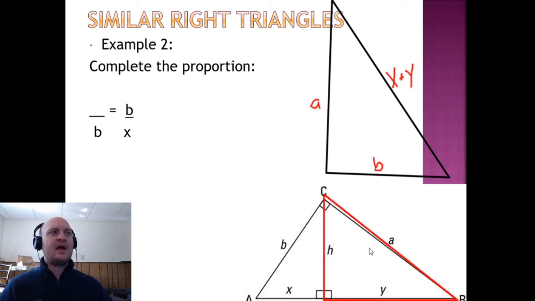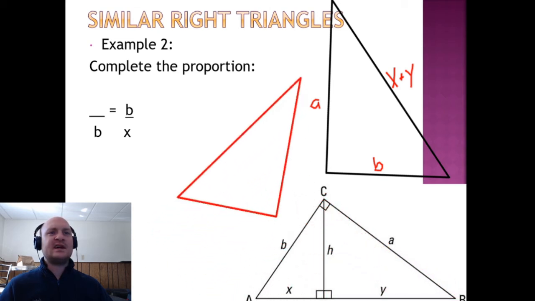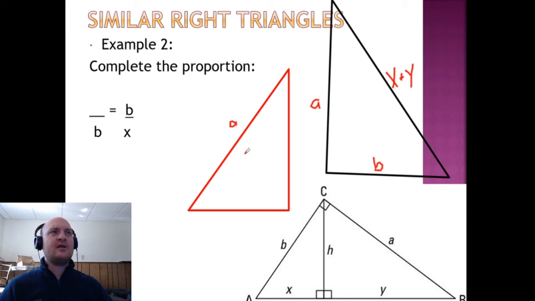Here I have A, H, and Y. So we're going to take that one aside and label its sides A, H, and Y. Now for our third triangle, I'm just going to look at this triangle with the B, X, and H.